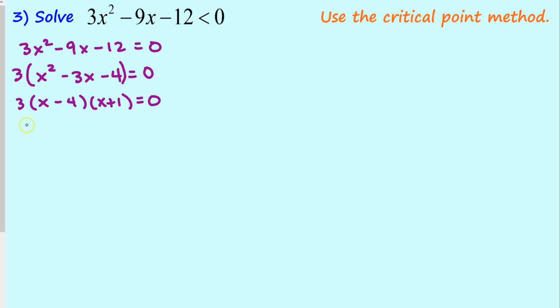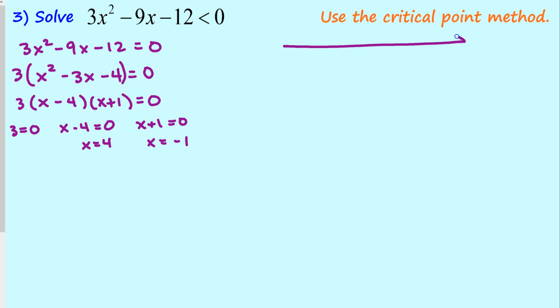So then if we set those factors equal to 0, when we set 3 equal to 0, we don't get any critical points. But when we set x minus 4 equal to 0, we get x equals 4. And when we set x plus 1 equal to 0, we get x equals -1. So those are the critical points. So we're going to use those numbers to divide the number line into intervals. So we divide it at -1 and we divide it at 4. So we give our intervals -infinity to -1, -1 to 4, and 4 to infinity.